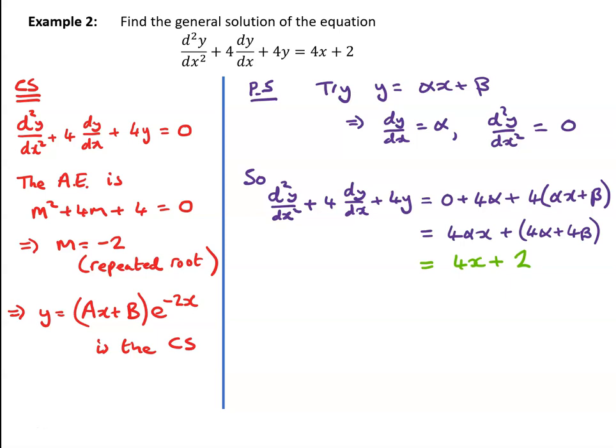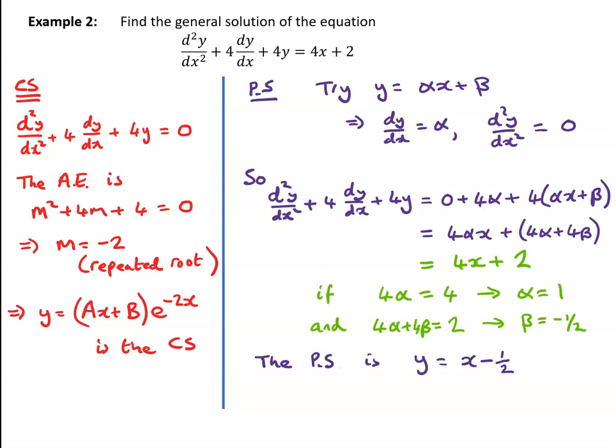Well, if we look at the x parts of these expressions, we need 4 alpha to equal 4, which means that we need alpha equals 1. And then if we look at the constant part of these expressions, we've got 4 alpha plus 4 beta, we want to equal 2. In other words, we've got 4 plus 4 beta equals 2, because we know that alpha equals 1. So that means 4 beta's got to be minus 2, so beta's got to be minus a half. So we've got a particular solution of y equals x minus a half.